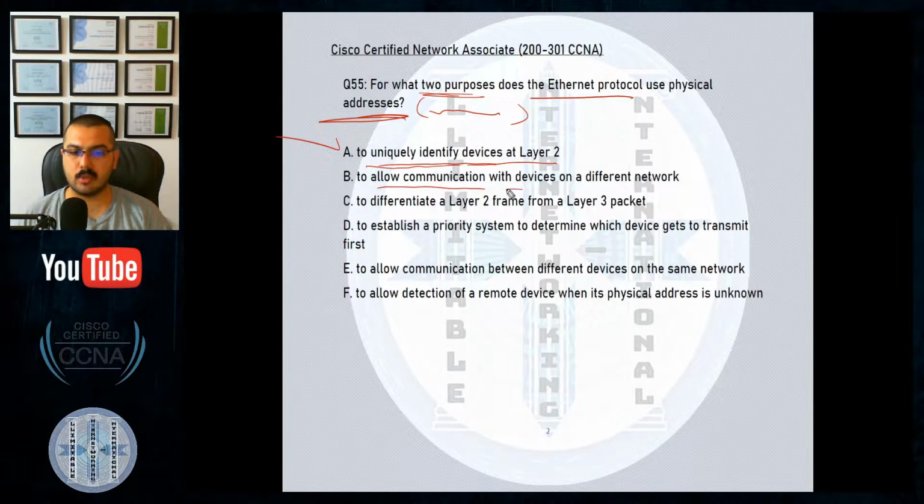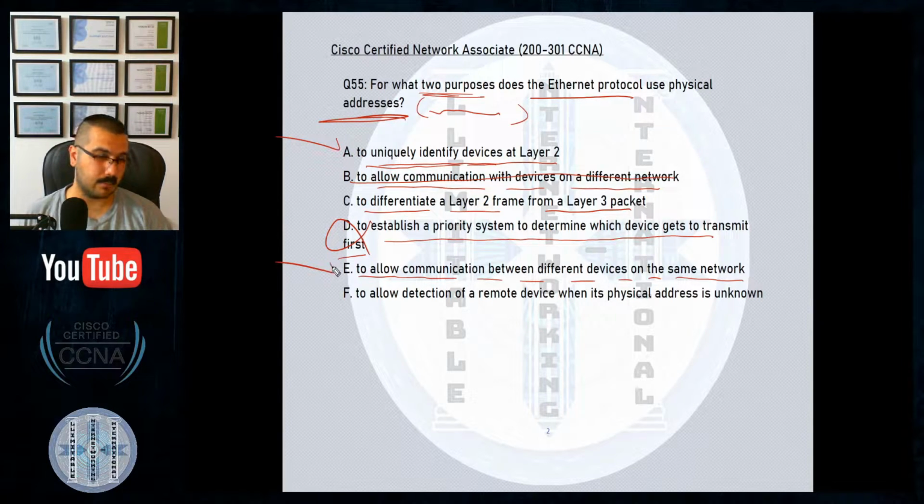To allow communications with devices on a different network, this will be using an IP address, not the physical one, the logical one. To differentiate a layer 2 frame from a layer 3 packet, I know, it's already encapsulated. It's not separated. To establish a priority system to determine which device gets to transmit first. No. To allow communication between different devices on the same network if all of them were in the same broadcast domain. I'm sorry, it wasn't broadcast domain. It was called.